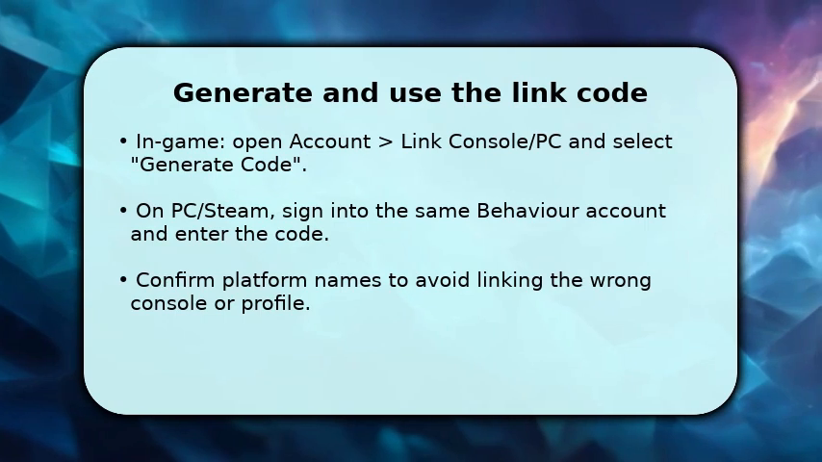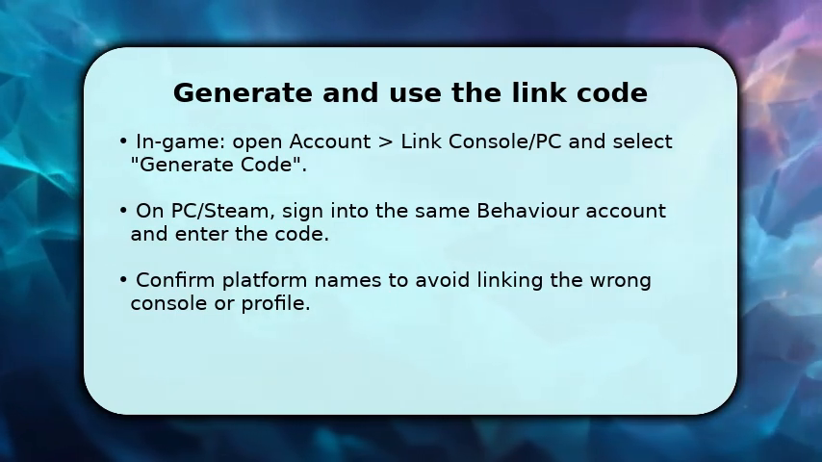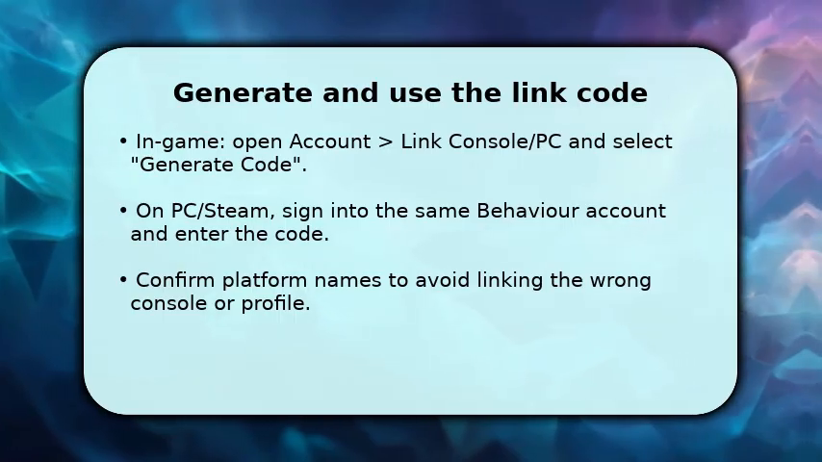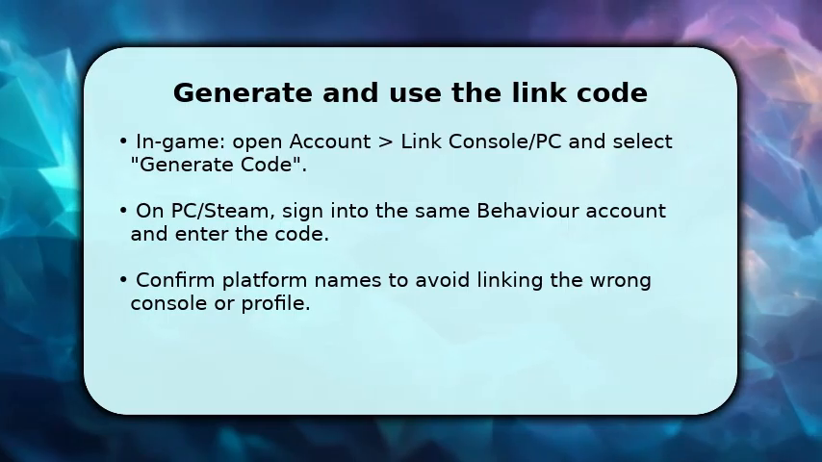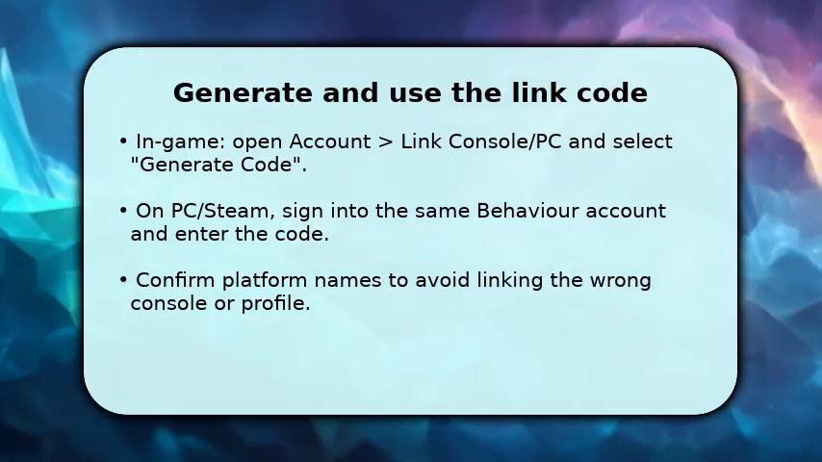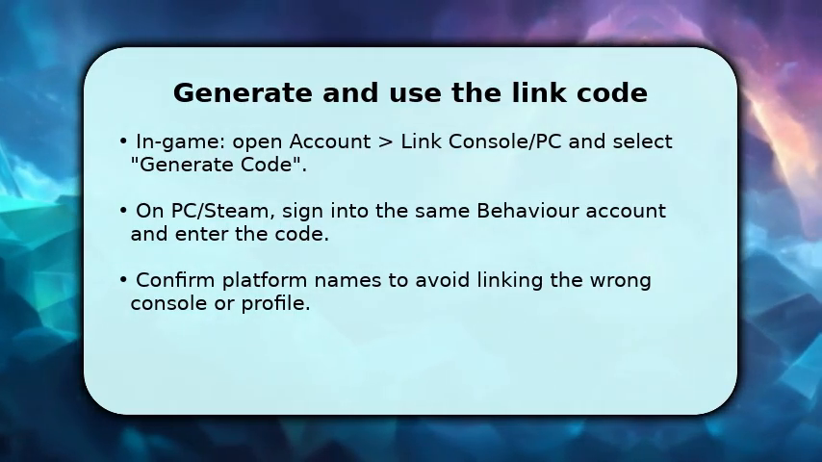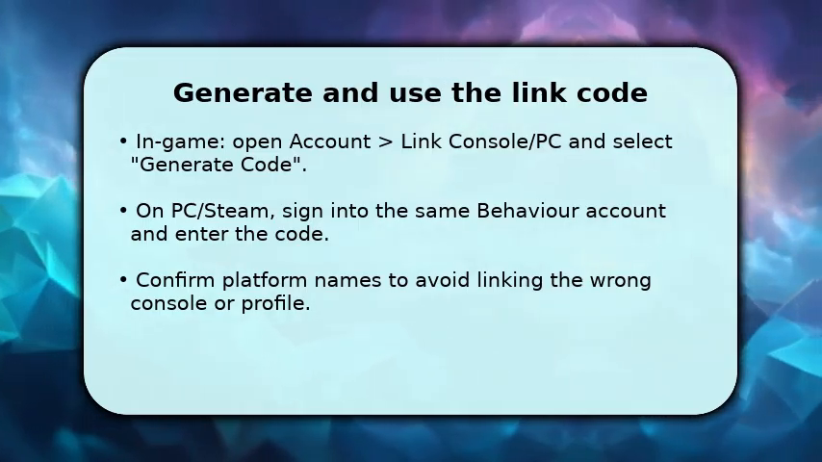Now you'll generate and enter the link code that ties the two game installs together. On the Xbox, go to Account Link Console/PC and choose Generate Code. It's short-lived, so act fast. Then on your Steam PC, open Dead by Daylight, sign into the identical Behavior account, and select Link Console, enter the code shown on Xbox.